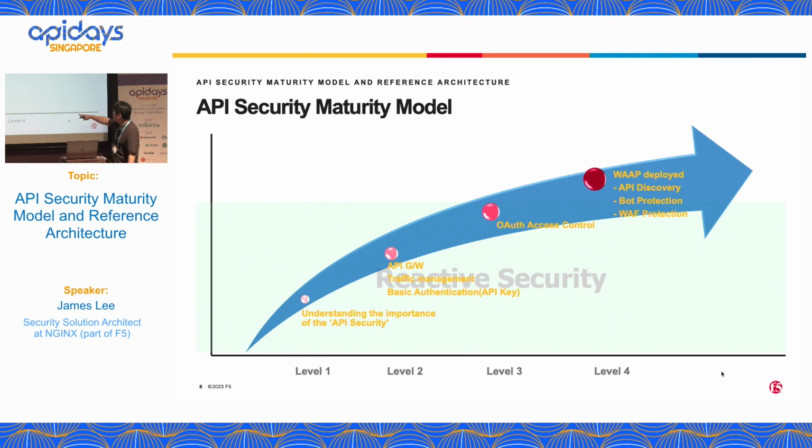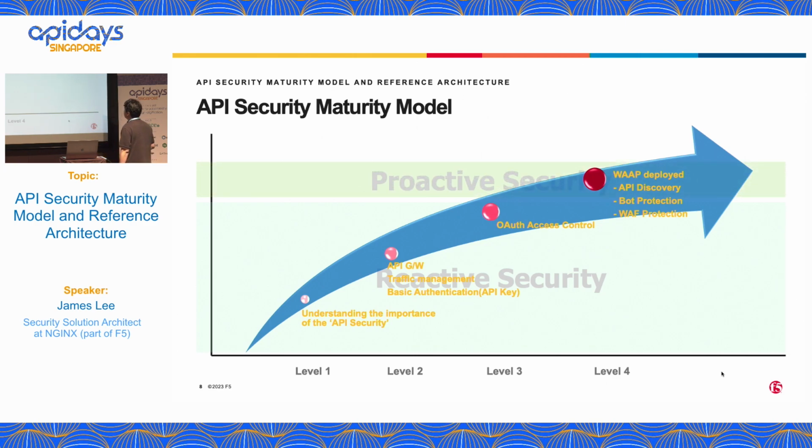Then what is the next level? You probably heard about WAAP. WAAP is a terminology introduced by Gartner. According to Gartner, WAAP is the web application firewall solution with the existing web application firewall features plus bot mitigation and API security. Then you can call it WAAP. Once you have WAAP, that's proactive security.